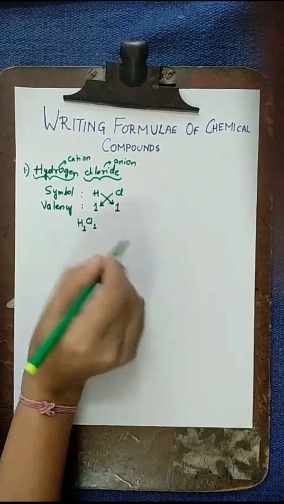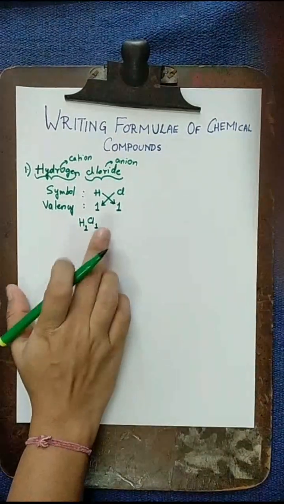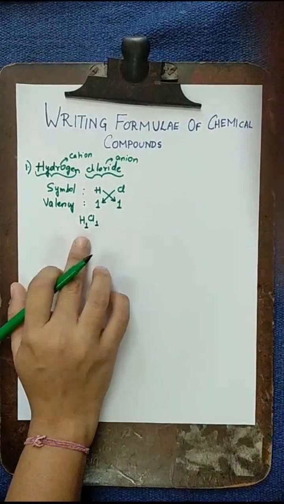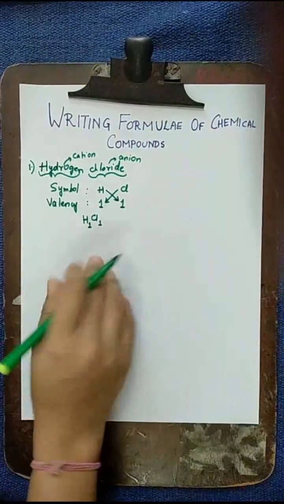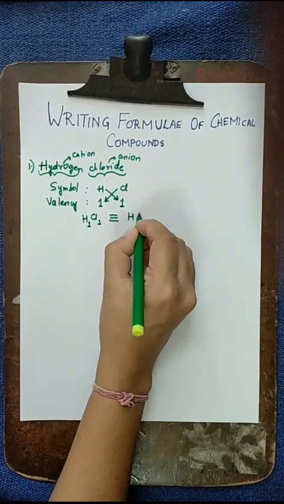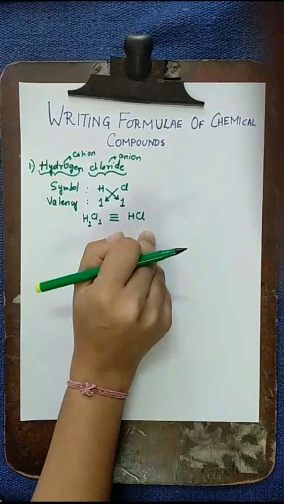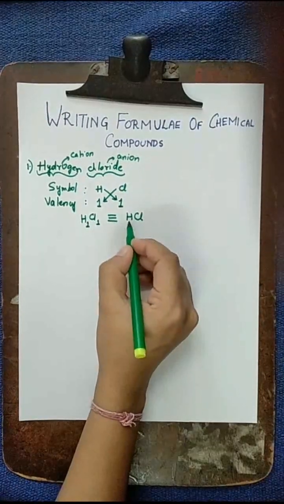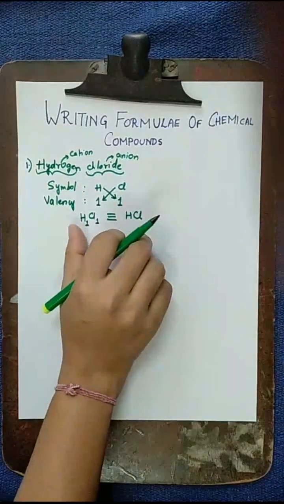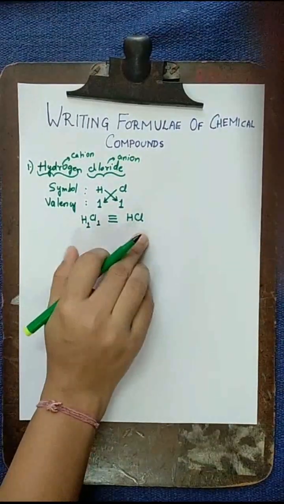But in chemistry, usually when we write the formula, we do not take the valency 1 while writing the final formula. So this would be equivalent to writing HCl. Here it is understood that the number of atoms of H is 1, Cl is 1. So this was one of the easiest examples among all.